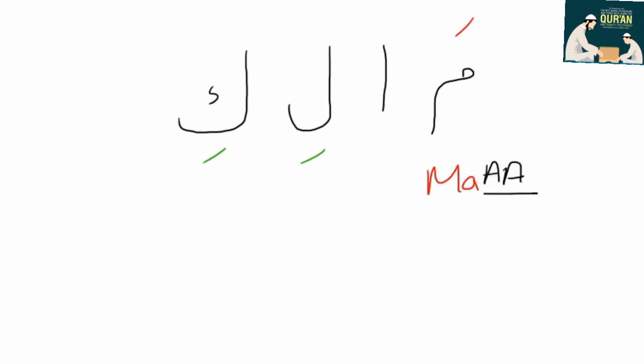And now if we were to join all those together, it's going to come out something like this. So ma is joined to the alif, and the alif doesn't join, so the la joins to the ka. Okay, so if you were to rub that out, then it looks a bit like this. So let's write it out once again clearly. So ma liki.